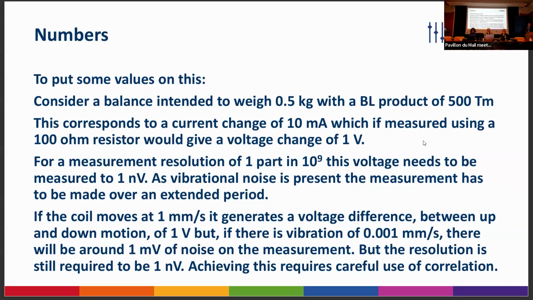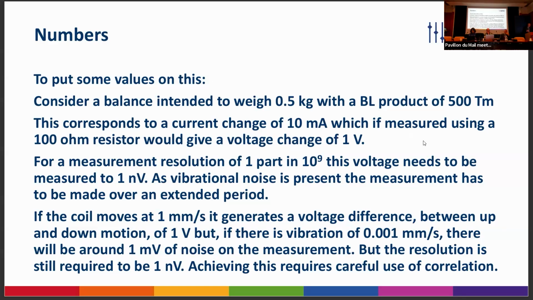So put some values on the whole thing. If we want to weigh half a kilo with a BL product of 500 Tesla meters, we end up with a current change of 10 milliamps, a voltage change of 1 volt. If we want a part in 10 to the 9, we need to measure a nanovolt. So the basic device has to be able to get down there.